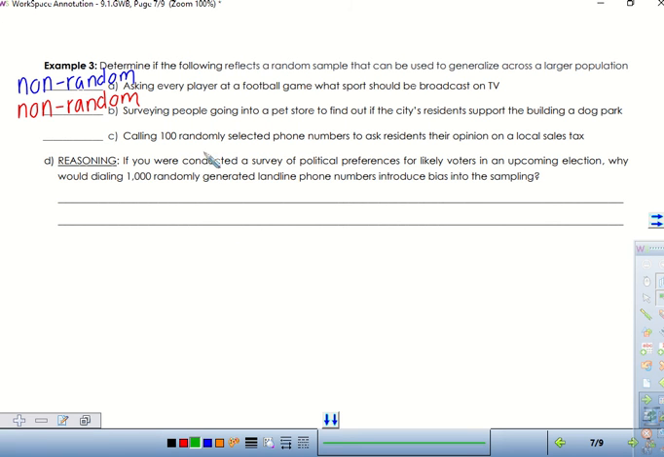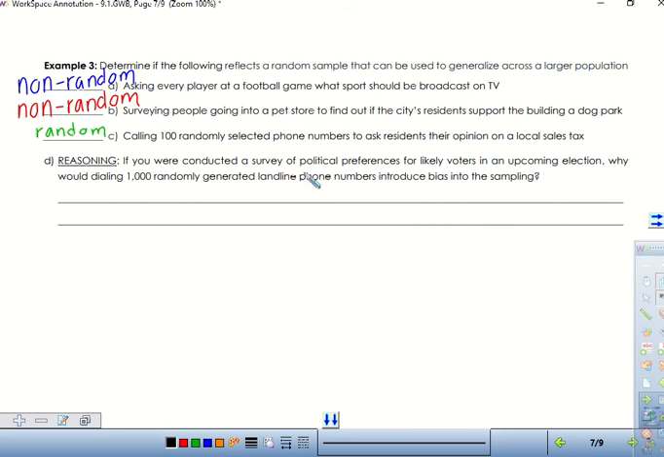So the last one would be calling 100 randomly selected phone numbers to ask the residents their opinion about local sales tax. That's random. That's pretty random. Now, the reason I want to talk about this specifically is generally I would say it's random. Some things can kind of be on the cusp of being random and non-random, and we're going to talk about one of those situations that you might not recognize as being random, probably an unintentional bias.